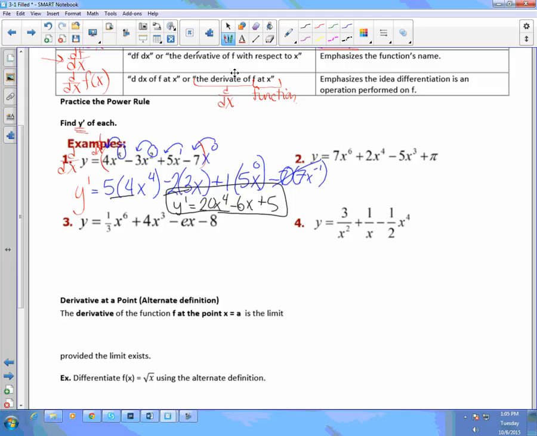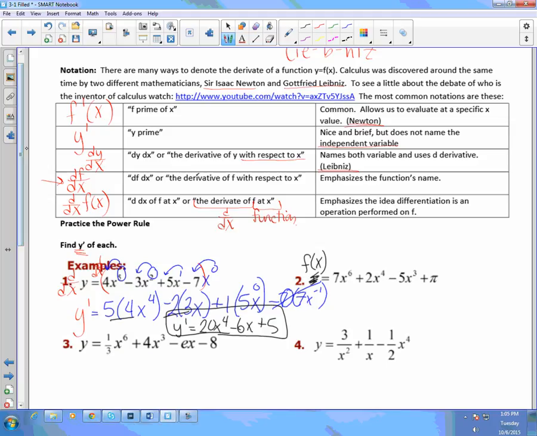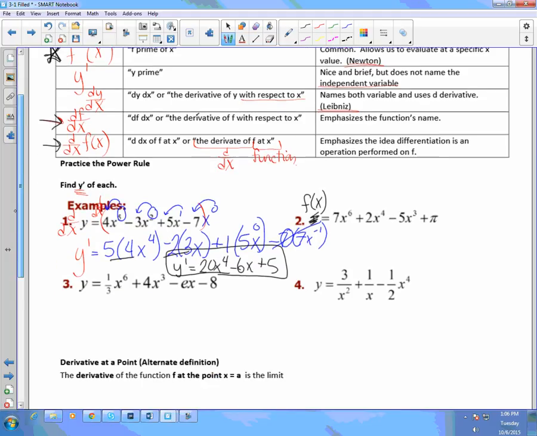Okay, let's practice some of these other notations. Instead of y equals, let's put it as f of x equals. How do we write the derivative of an f of x function? There are some options. You probably know f prime of x. That's more common. The two at the very bottom aren't as common. But I would write f prime of x.